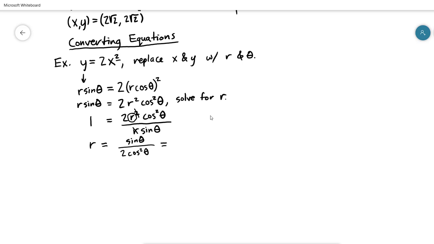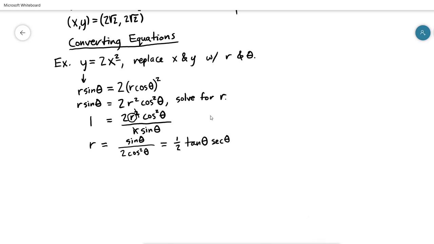If you want, you can try to use other trig functions, rewrite this as r equals 1/2. We've got a sine over a cosine, that's a tangent of theta. And we would also have a 1 over cosine, that's a secant of theta. So that would be another possibility. Either of these two answers would be totally fine.